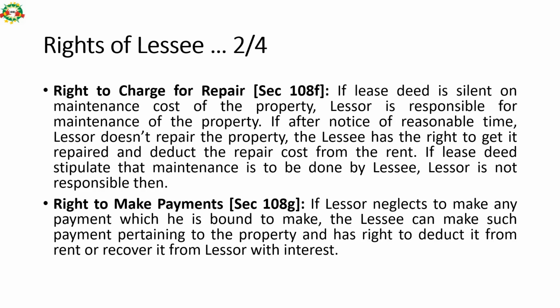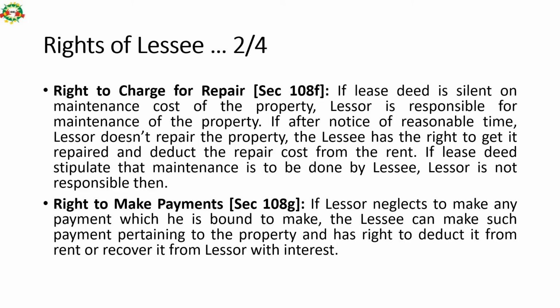Right to charge for repair. If lease deed is silent on maintenance cost of the property, then lessor is responsible for maintenance of the property. If after notice of reasonable time, landlord or lessor doesn't repair it, the tenant, lessee, has right to get it repaired and deduct the repair cost from the lease rent. If lease deed stipulates that maintenance is to be borne by lessee, then lessor is not responsible for that. Maintenance is normally taken care of by landlord unless some contrary clause is mentioned in the lease deed.